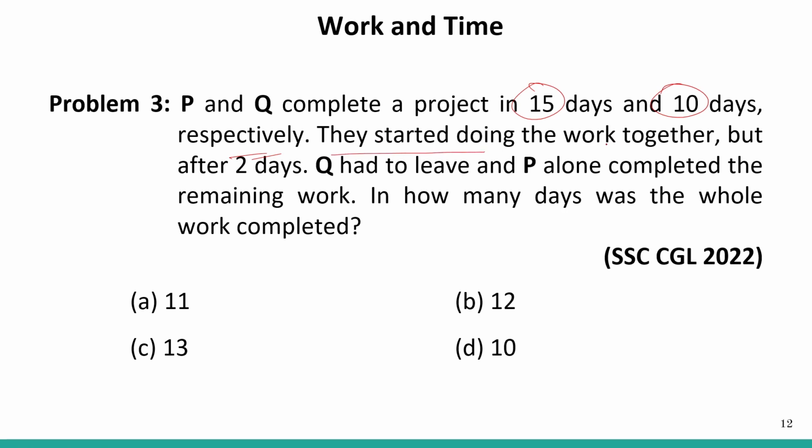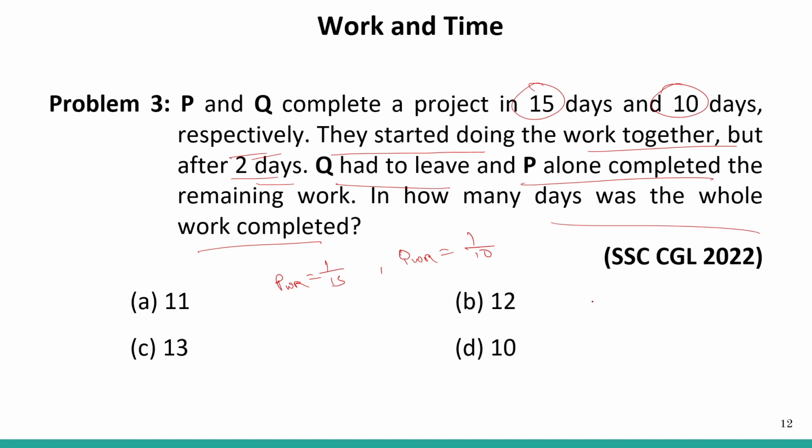So they started doing the work together, but after 2 days, Q had to leave and P alone completed the remaining work. So how many days was the whole work completed? Okay. So P's work rate is equal to 1 by 15 and Q's work rate is equal to 1 by 10. This is given to us.